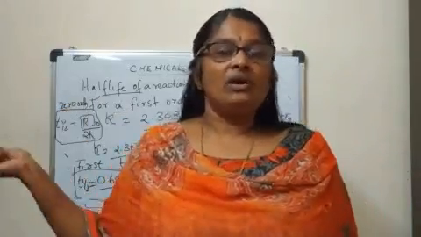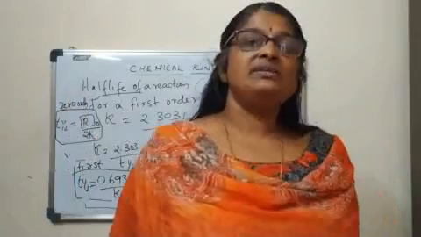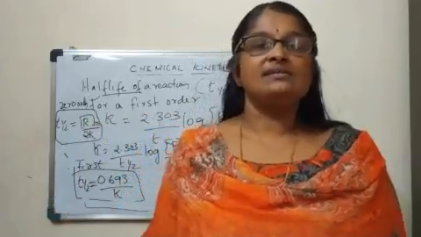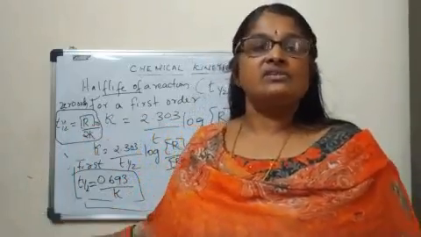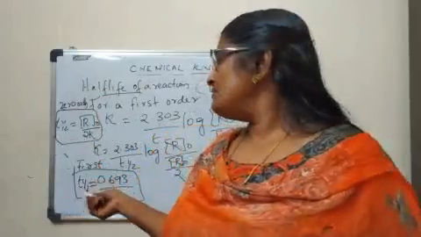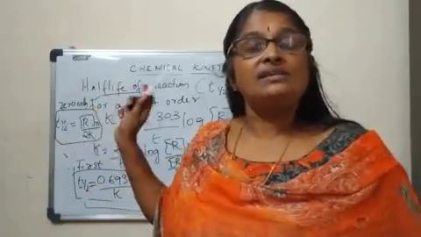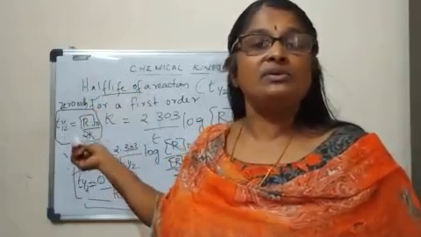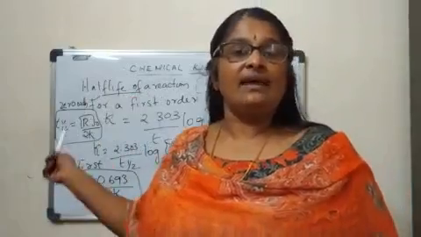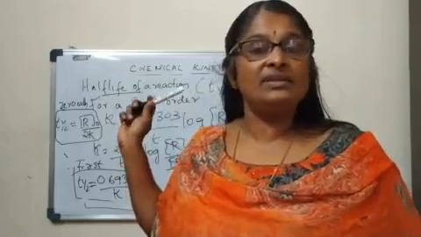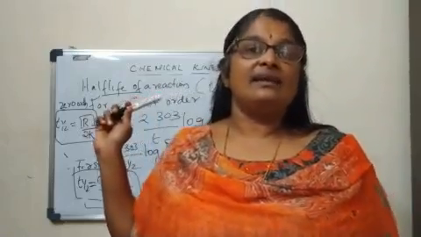That is, for a zero order reaction, t half is equal to R0 by 2k, where R0 is the initial concentration and k is the rate constant. And for a first order reaction, t half is equal to 0.693 by k. That is, for a zero order reaction, the half-life is directly proportional to the initial molar concentration of the reactant R0, whereas in the case of a first order reaction, it is independent of the molar concentration of the reactant.